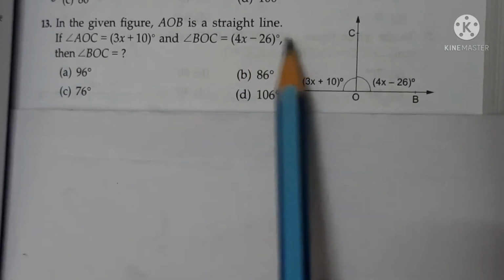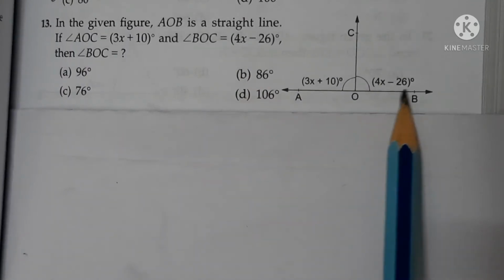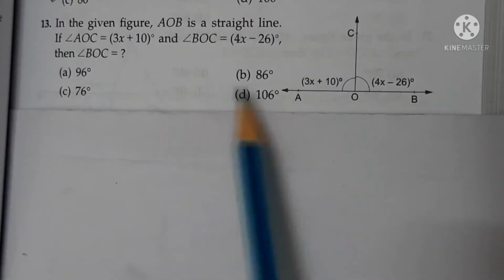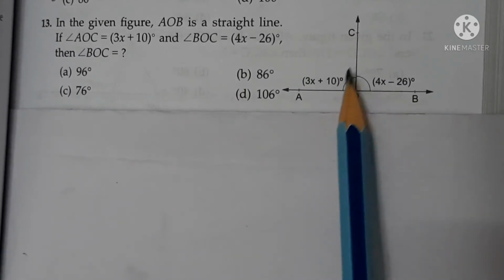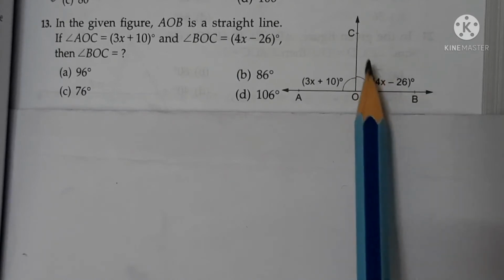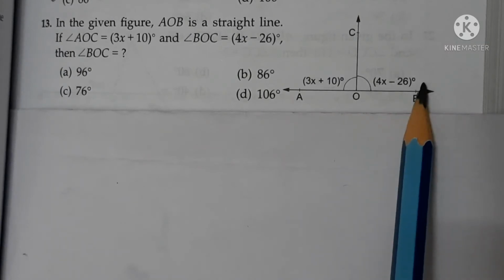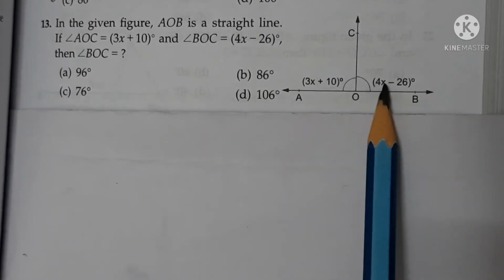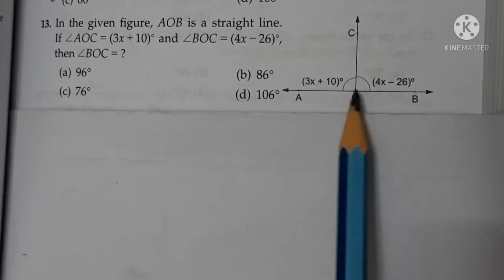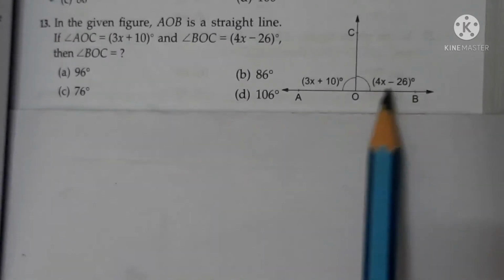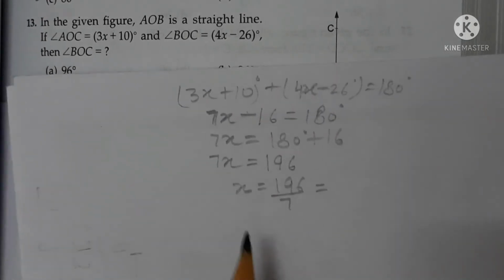In the given figure, AOB is a straight line. If angle AOC is equal to 3x plus 10 degree and angle BOC is 4x minus 26 degree, then angle BOC, this angle. Here same as we did in question number 12, not 11. So the sum of a linear pair is equal to 180 degree. Then you will get the value of x and substitute the value in this part. You will get angle BOC.